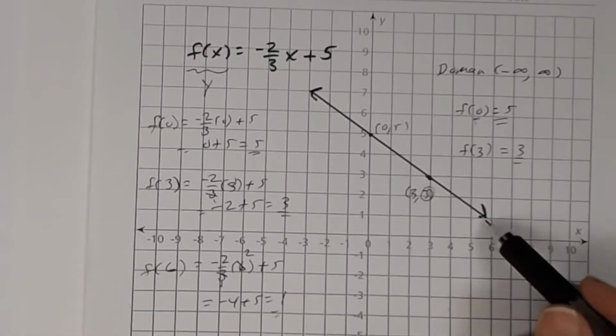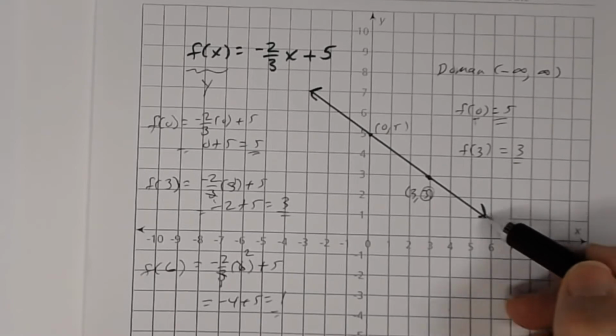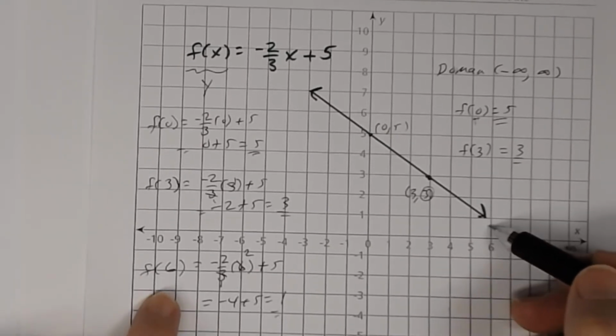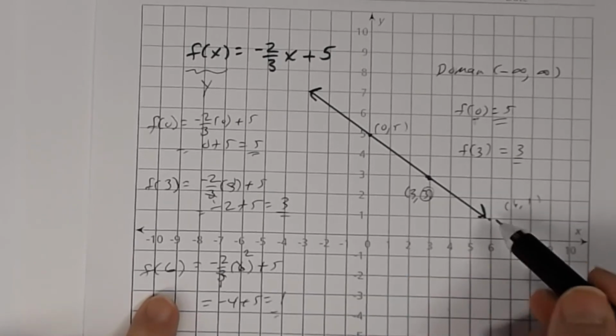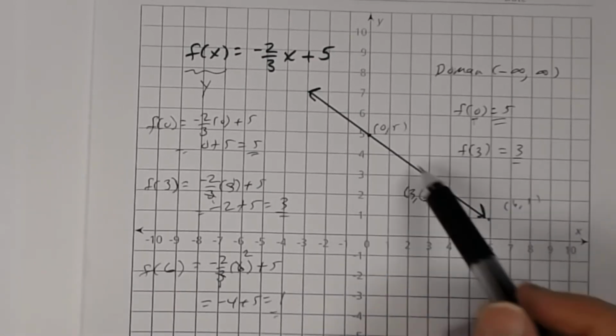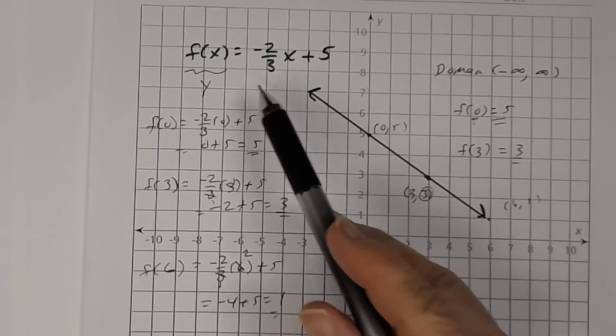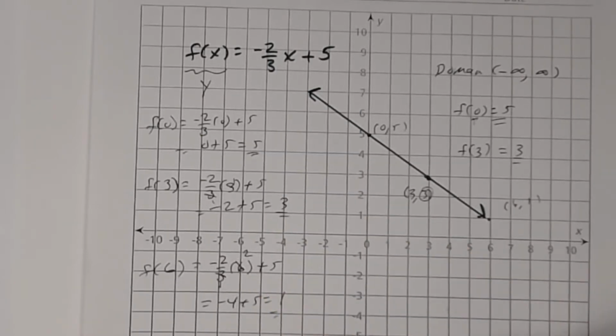So if you look at this, if you extended this further, notice that this arrow, when x is 6, my y value is 1. All right, so that would be (6, 1), which is what this is. So given the graph, you can find function values. Given the equation, you can find function values.